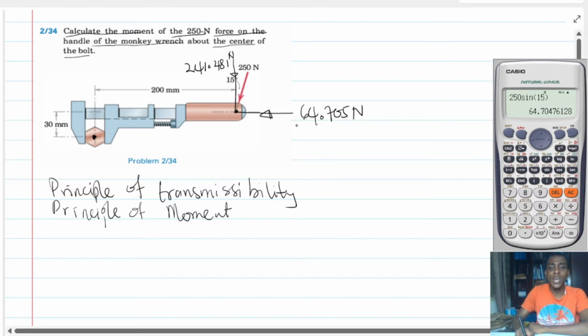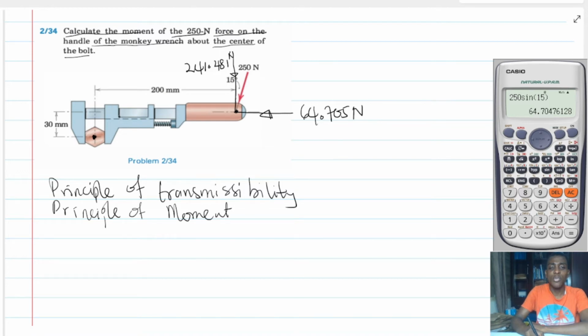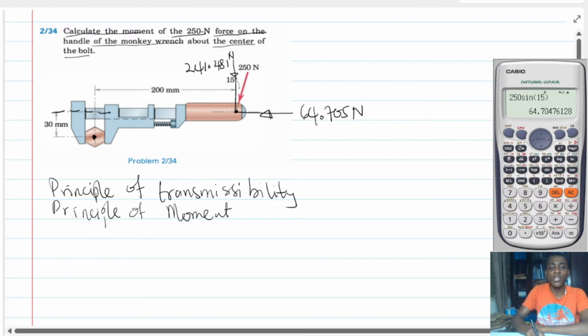Now, if I want to find the moment about the center using the principle of transmissibility, what I will do is draw the line of action of the force. This is the line of action of the horizontal force. Therefore, I just need a perpendicular distance from the center to meet this line. That will be the moment arm of this force. In other words, the principle of transmissibility is saying that I can even bring the force here. So I can trace the line of action of the force on a straight line, and bring the 64.705 newton force here.